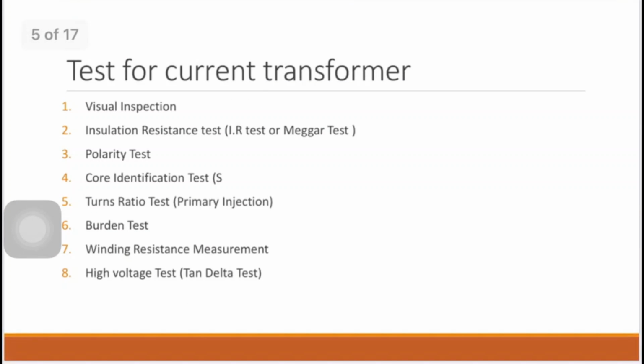Visual inspection means we have to visually examine the entire current transformer, checking whether there is any crack in the insulation or any damage during transportation. We also check whether the nameplate specification is as per our requirement. Those things come under the visual inspection.